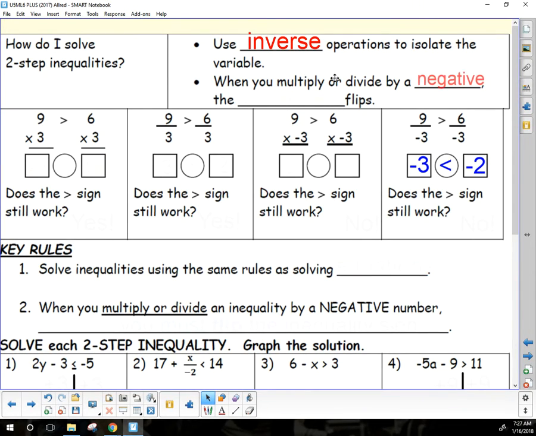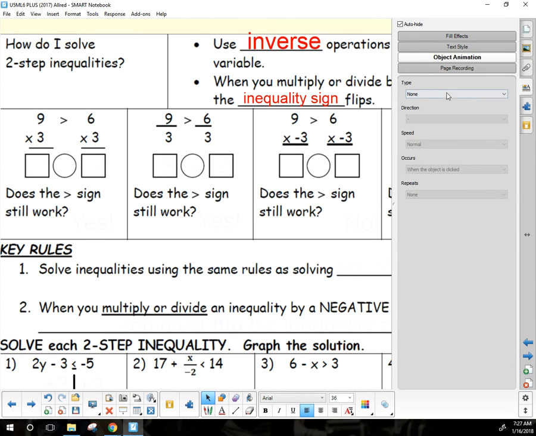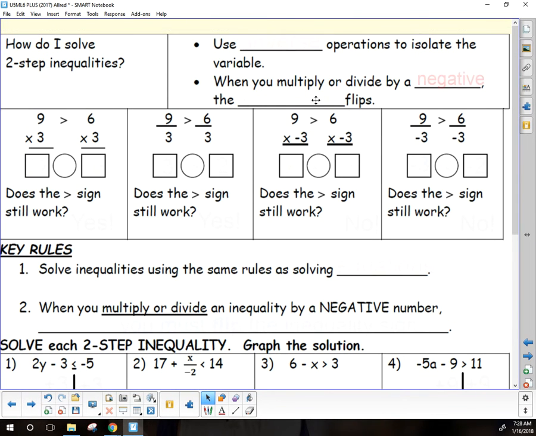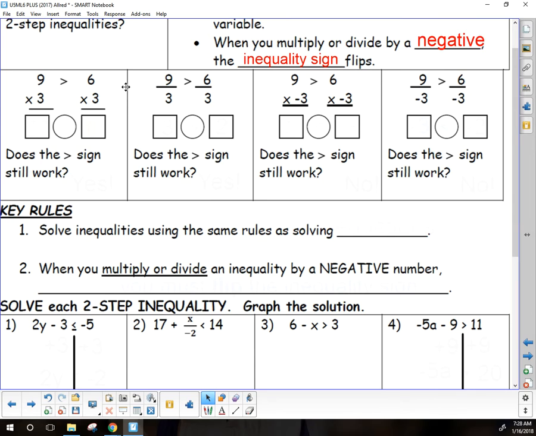And when you multiply or divide by a negative while solving your inequality, the inequality sign is going to flip. Let me show you what in the world I mean when I say that, so that there's no confusion, okay? When you are solving an inequality, the inequality sign is going to flip when you multiply or divide by a negative. Let me show you why.